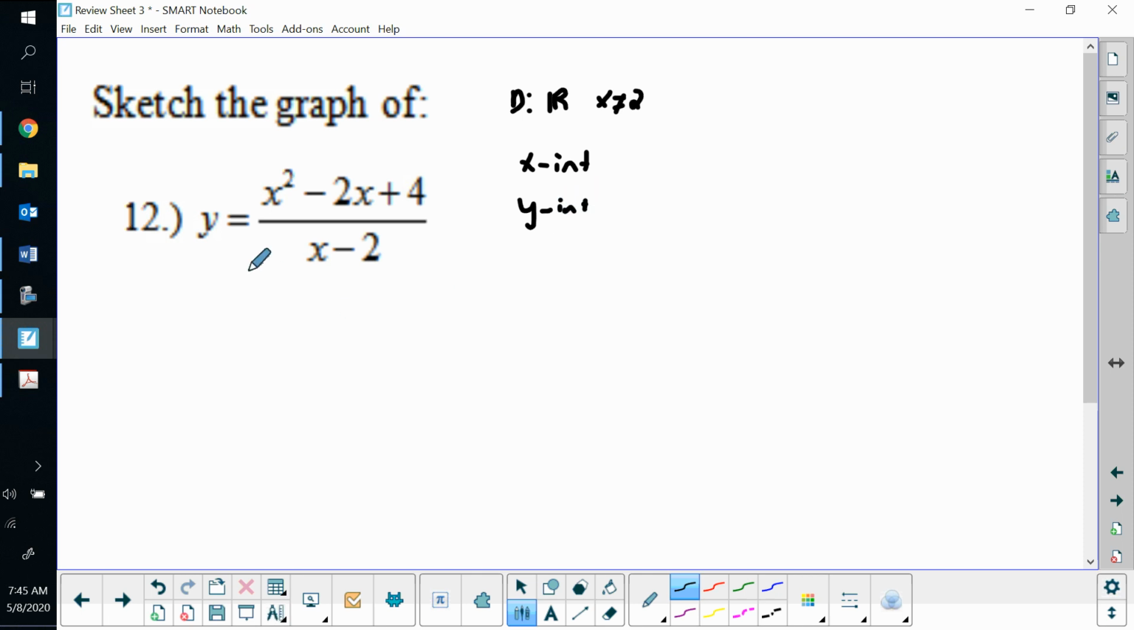So an x-intercept is when y is 0. So the fraction will equal 0 when the numerator is equal to 0. If we take the numerator, it's not going to factor, so we'd have to do a quadratic formula. So we'll have negative b plus or minus the square root. B squared would give us 4, minus 4 times a times c would give us minus 16, all over 2 times a. Notice we're going to get a negative under the radical, so there are no x-intercepts.